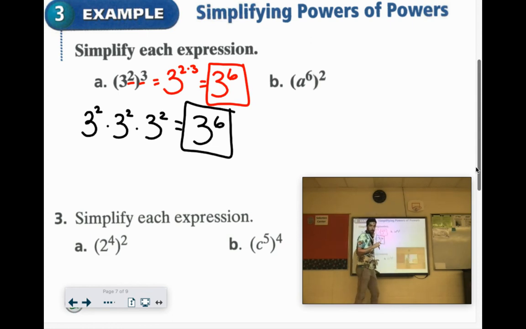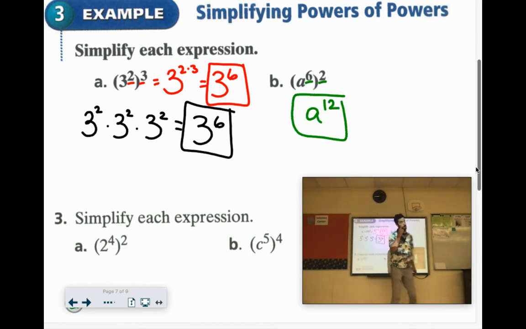Power to a power, you multiply the exponents. So here, 6 times 2 is 12. And that's it. It's not bad. Don't tell me that's bad. That's not bad.